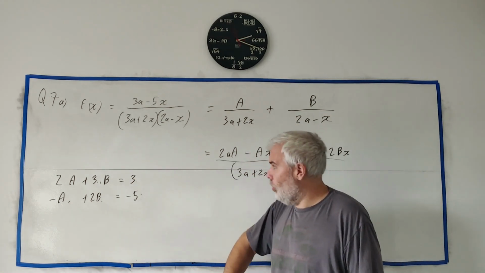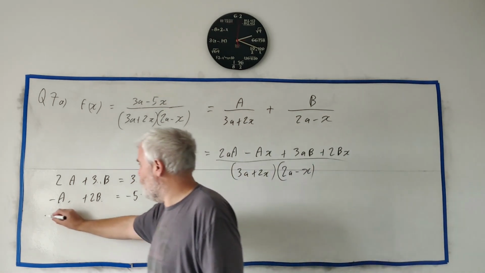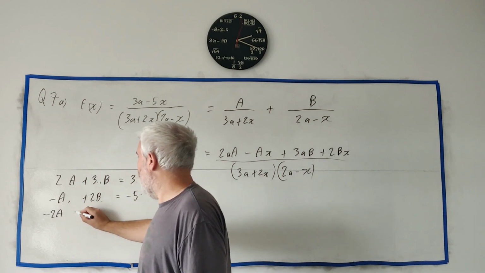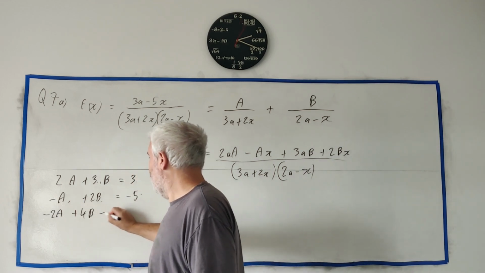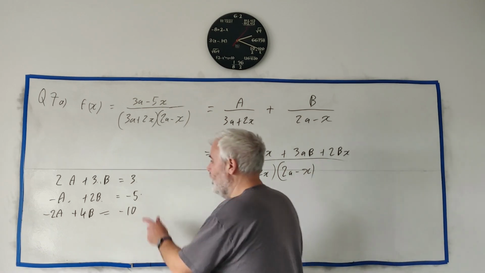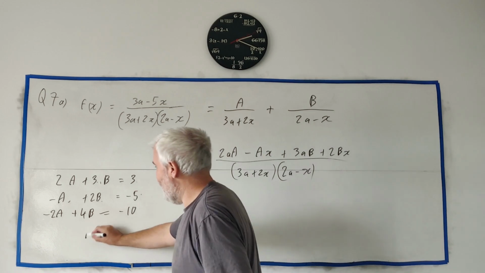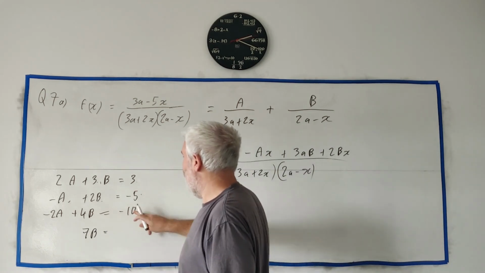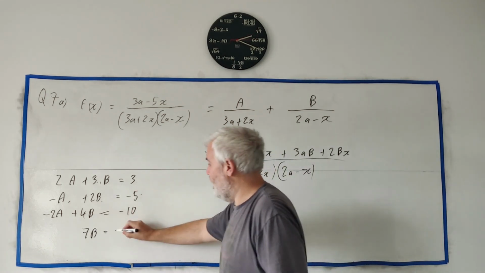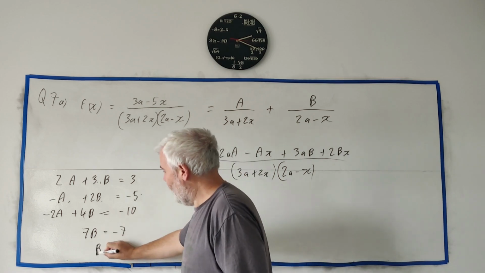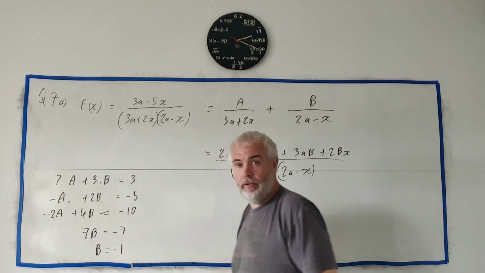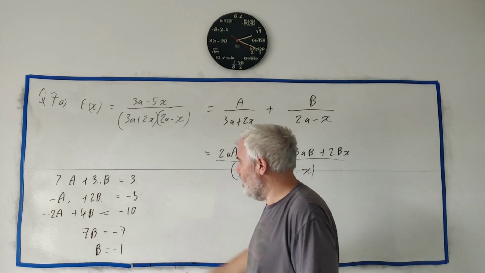So let's just go ahead and solve that. Let's multiply the bottom row by 2. We'll get minus 2A plus 4B is equal minus 10. Then we'll add this one with this one here. The A's cancel. We get 7B's. And minus 10 plus 3 is minus 7. We'll find out that B is equal minus 1. Not finished. We still want A.